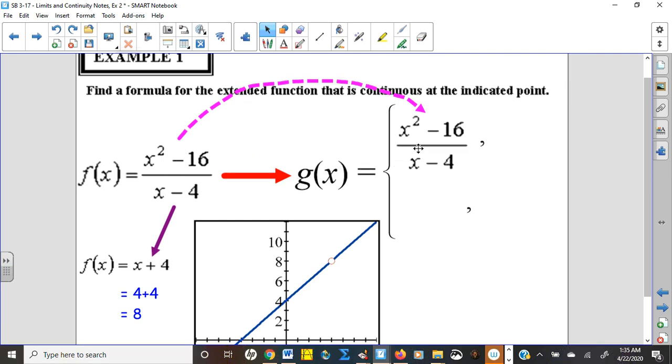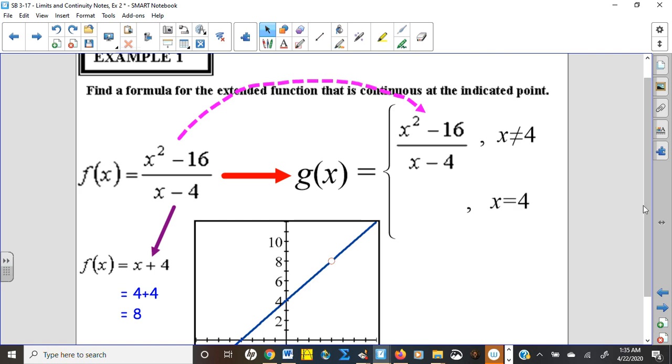Because remember, this was good everywhere except that one spot where the removable discontinuity occurred, which was at 4, right? 4 was the issue. And so what you say is that this is good unless x is 4. That's the only one bad place. So what that means is we have one little piece of work to do, and that is to determine what happens if x is 4.